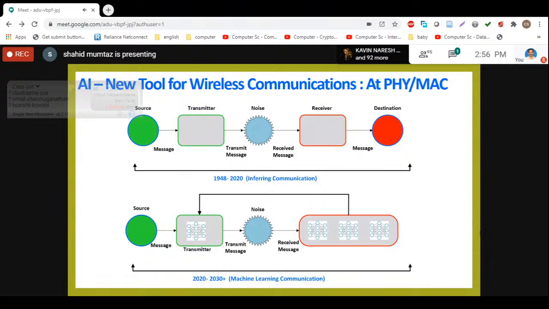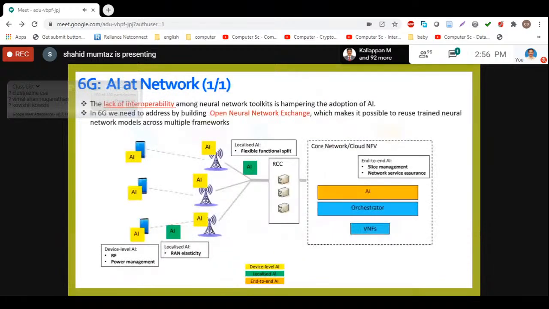So you can see this is a very efficient system, where we put machine learning in our wireless communication. And after 2030, you can see a lot of this in the market. So 6G, you can put 6G on the base station. 6G means AI. You can put AI on your mobile phone, you can put it on your core part, and you can put it on the transport as well.